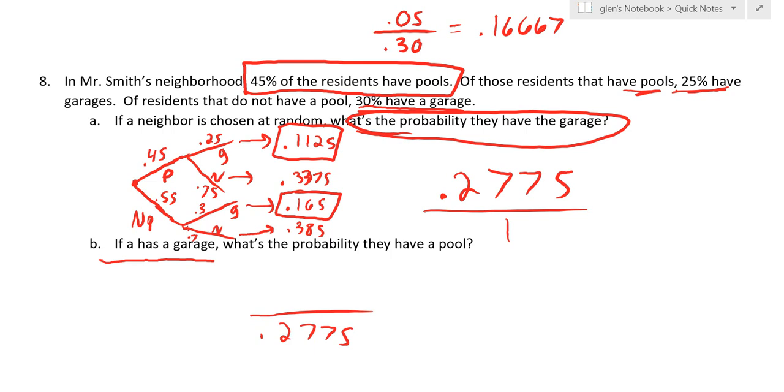What's the probability they have a pool? Well, what group of people have a pool and a garage? 0.1125.